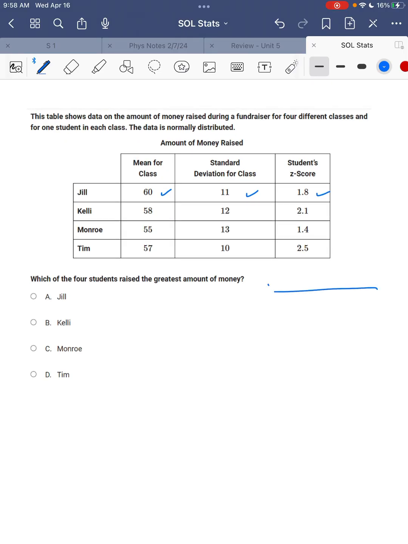So what that means really is for Jill, the mean is 60. She's up here somewhere, all right? Because she's 1.8 above that, and the standard deviation is 11. So look, you could do it like this. The middle is 60. You have to take 60 and add 1.8 times 11 to see what her score was, right? Because 1.8 standard deviations, it's 1.8 of these that she is above 60, right? All right, so let's do that. So 60 plus 1.8 times 11.